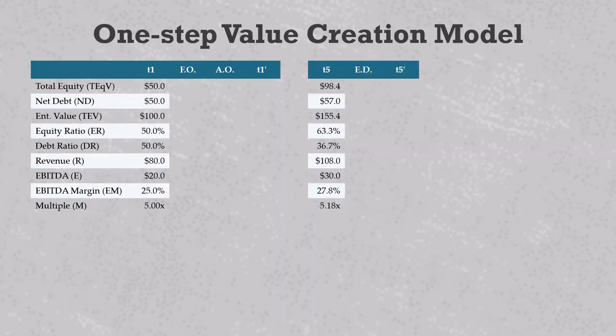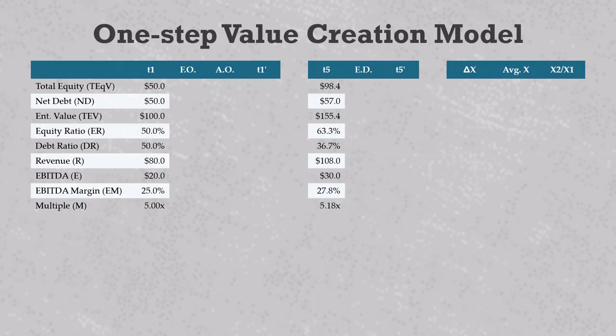This gives us a new value creation starting point called T1 prime and a new ending point called T5 prime. And from this, we can calculate all of the changes, averages, and multipliers. And when we plug them into the value creation equations, we will get value drivers that include the impact of the follow-on investment, of the add-on acquisition, and the equity distribution.